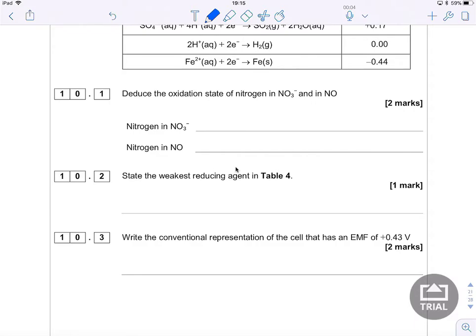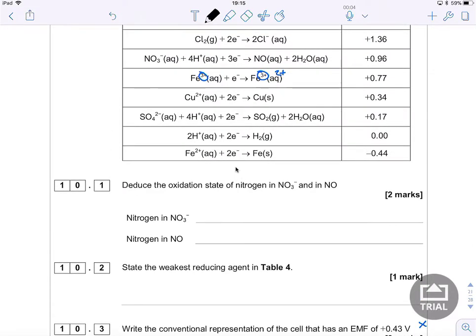So the question in this exam was 10.3, which you could use as the data question, so they didn't do that one in the actual exam. We're going to skip that one out as well, but it is worth you doing some revision on writing conventional cell representations. So 10.1 is fairly straightforward.